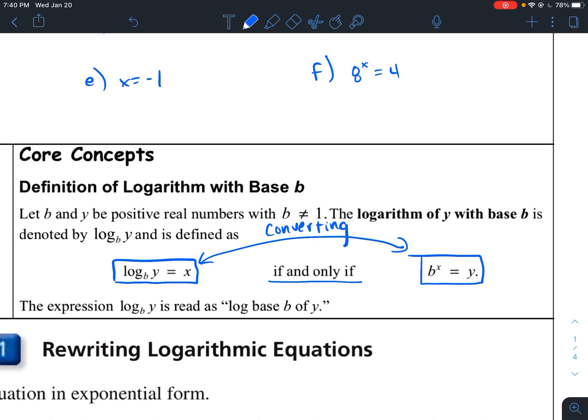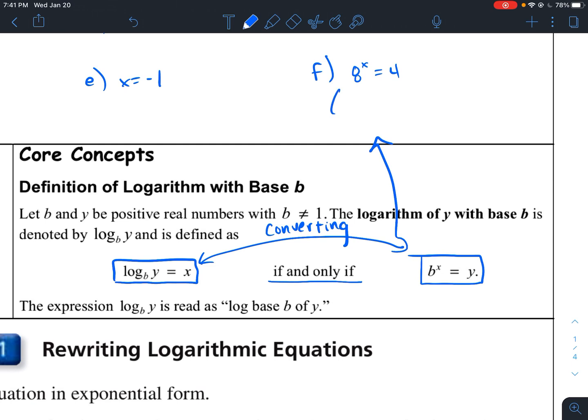You can go either way. You have b to the x power is equal to y. You can convert that into a logarithm. So, for example, up here, 8 to the x power is equal to 4. So in this case, b would be equal to 8, x is still x, and y would be equal to 4. I'm going to convert that into a logarithm.